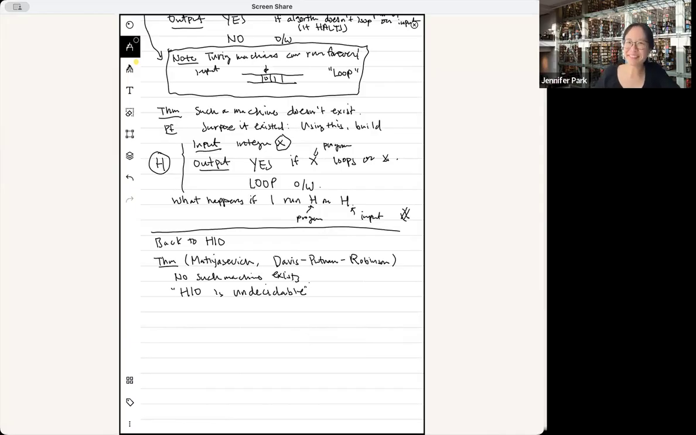Okay, so I want to give you a sketch of the proof. There are two parts to this proof. So the first thing that I'm going to do, okay, question: what's to say that there isn't a more powerful class than Turing machines that can solve H10?